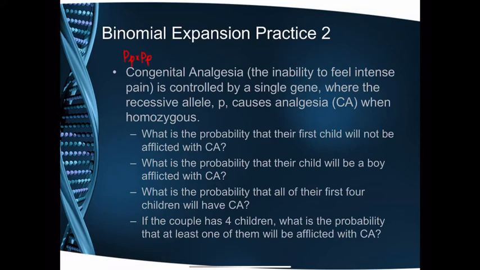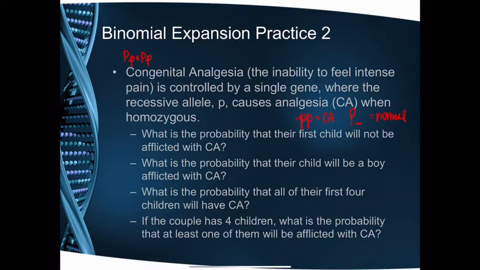So congenital analgesia, the inability to feel intense pain, I wish I had that, is controlled by a single gene where the recessive allele p causes congenital analgesia. So that means p is going to be CA, okay? Anything with a big P, sometimes we'll write it like that, big P, and then anything that comes after it, meaning another big P or a little p, would be normal.